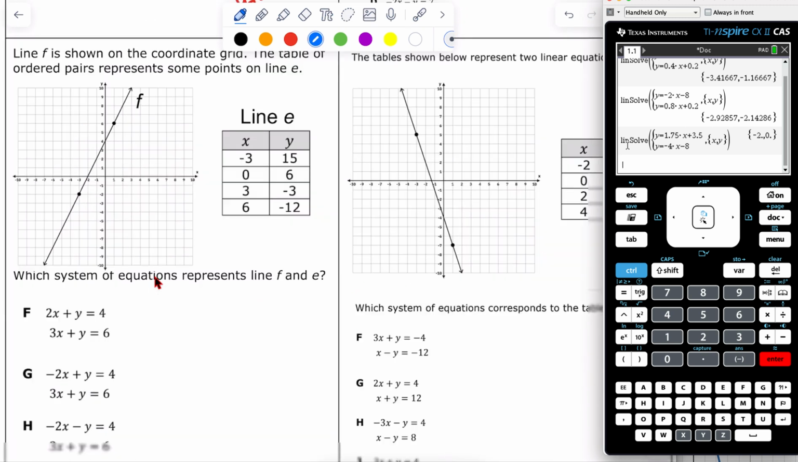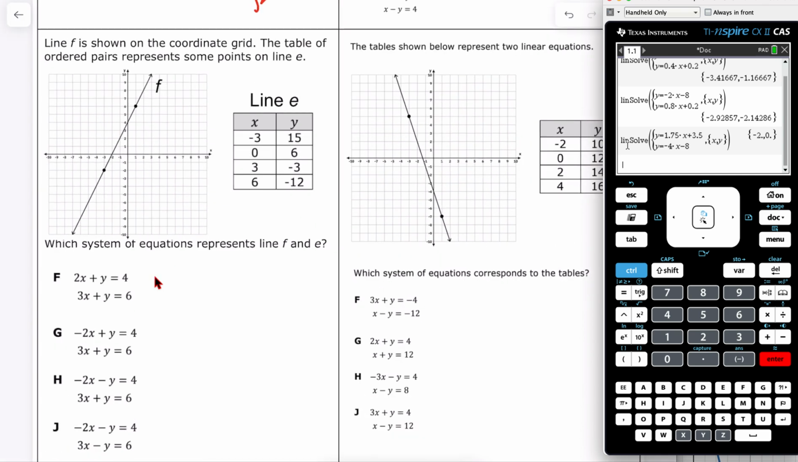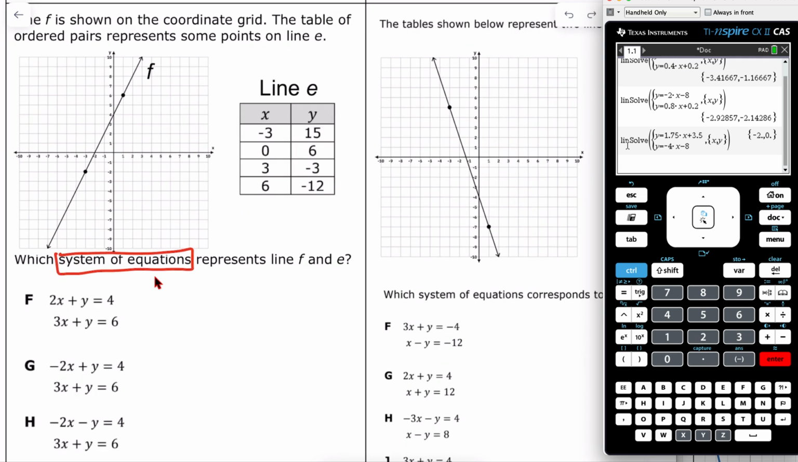Alright, for the next one, it says, line F is shown on the coordinate grid. The table of ordered pairs represents some points on line E. Which system of equations represents line F and E? So I have the word system of equations. Now, I only have one table and I have one graph. So I need to make another table.